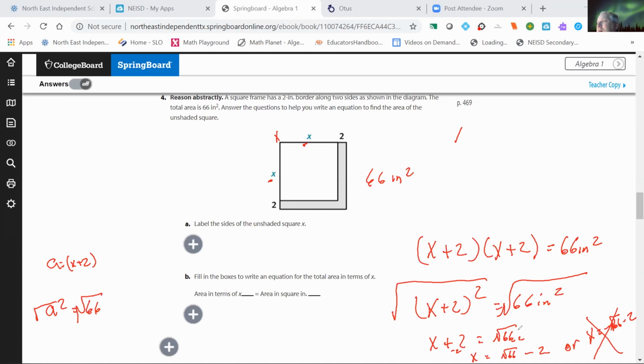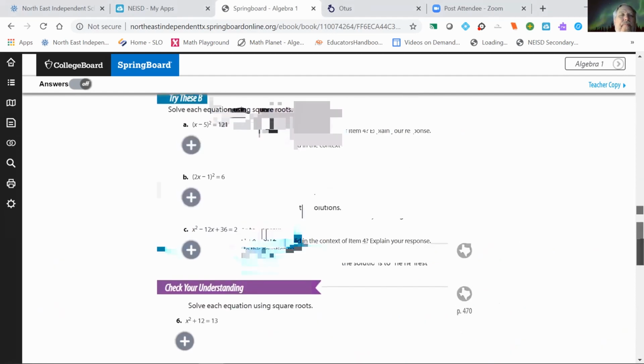And if you do this on the calculator, as shown in the example, it's going to be x is equal to negative 10.12, or x is going to be equal to positive 6.12, and of course the solution we would pick would be the positive one, because the negative one does not make sense. Okay, try these.